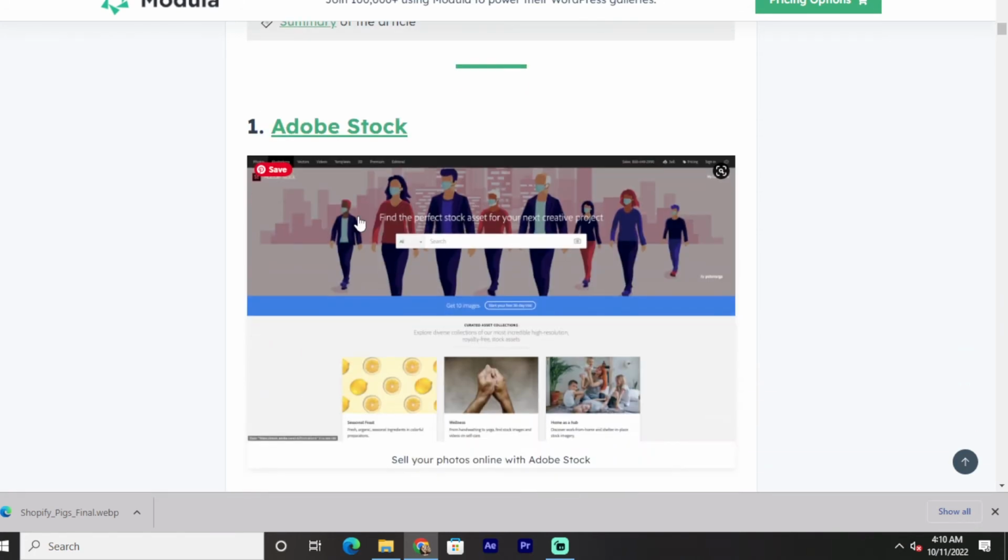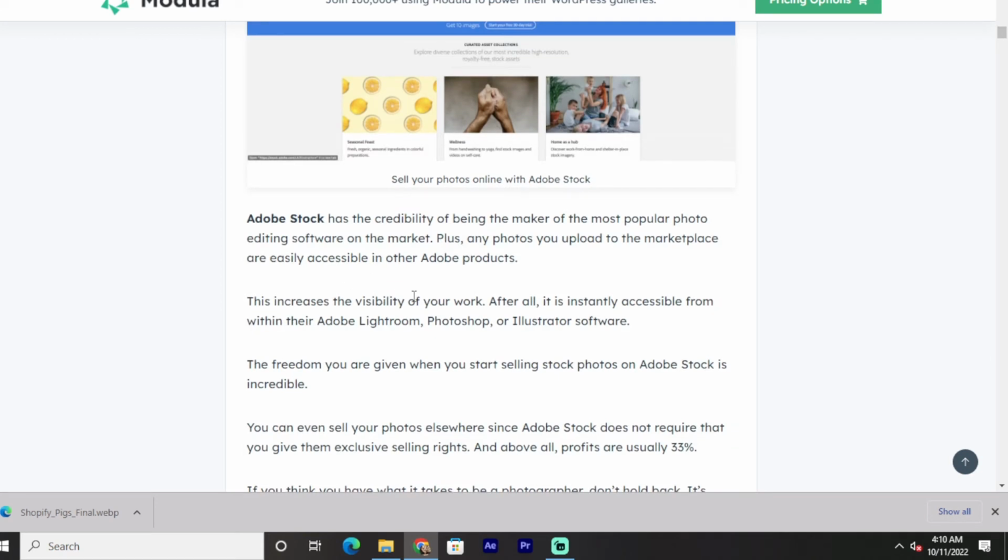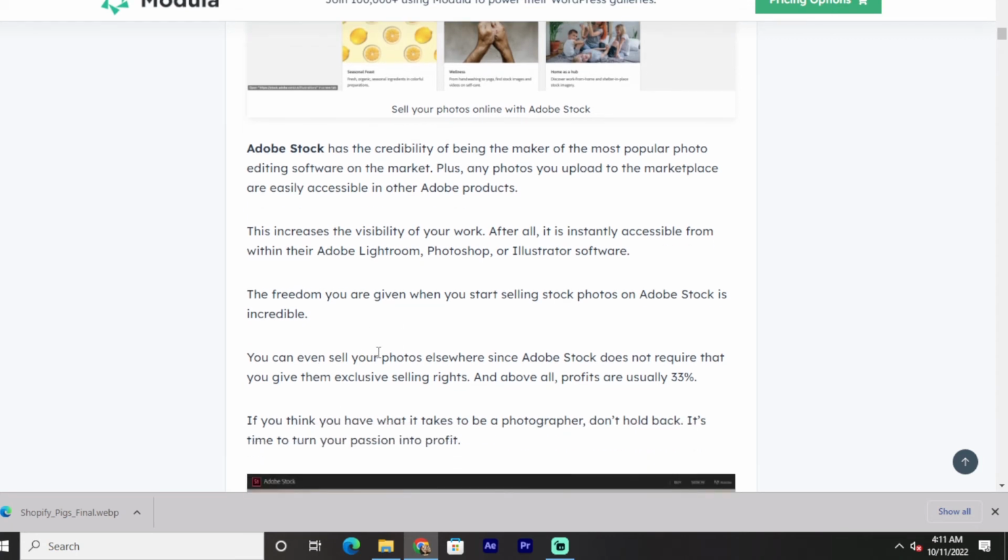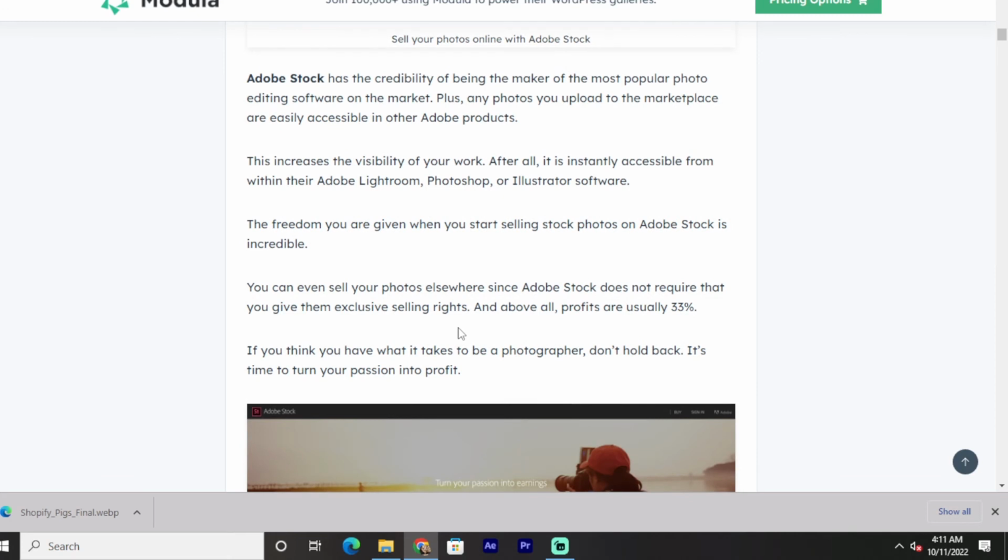So Adobe Stock has the credibility of being the maker of the most popular photo editing software on the market, plus any photos you upload to the marketplace are easily accessible in other Adobe products, which increases the visibility of your work. After all, it is instantly accessible from within Adobe Lightroom, Photoshop, or Illustrator software. The freedom you are given when you start selling stock photos on Adobe Stock is incredible. You can even sell your photos elsewhere, since Adobe Stock does not require that you give them exclusive selling rights, and above all, profits are usually 33%.